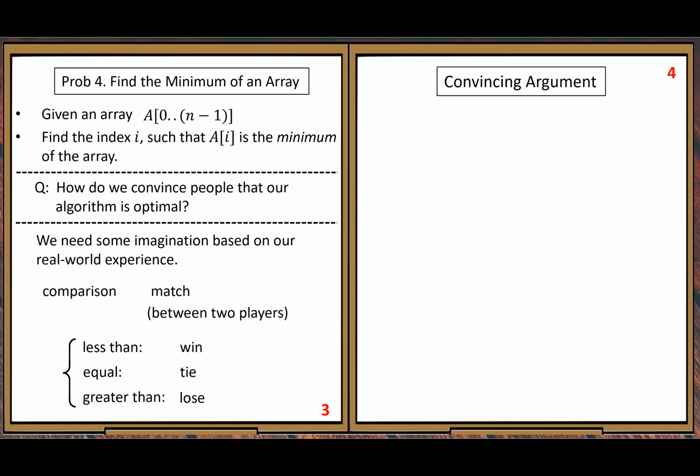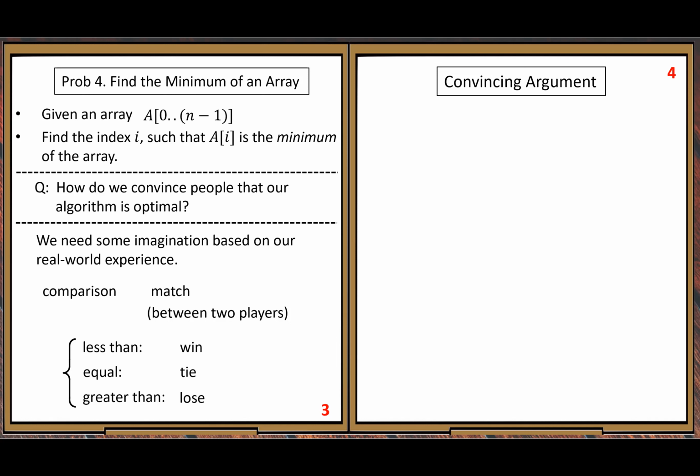Tie and lose, we put in the same category. Not a winner, so we pass it. Now next, convincing argument. When we connect to some sports game, then we can make our convincing argument. Here I use a list of arguments.